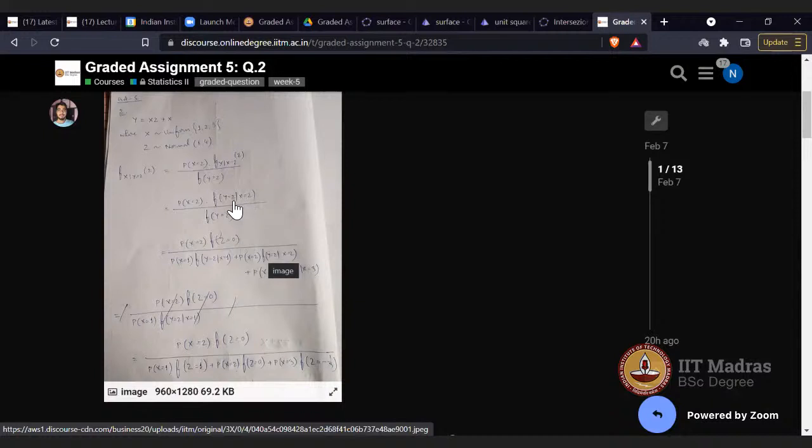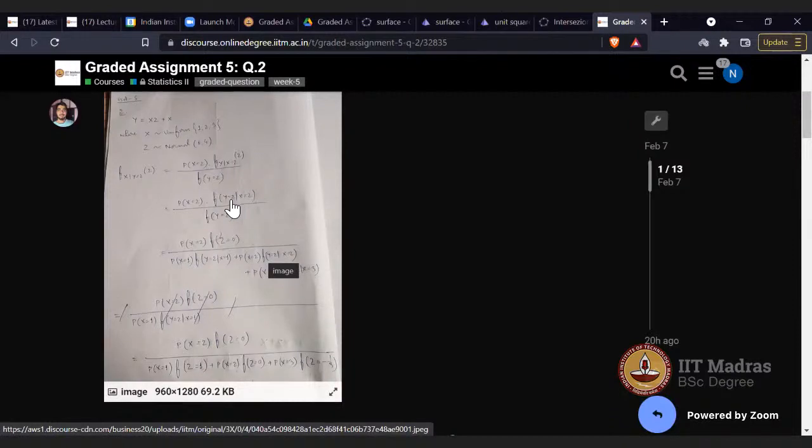I'm confused. So this is the distribution of y given x equals 2. It is given that x equals 2. What should be the distribution of y at 2? So you cannot write the distribution of y as the distribution of z.